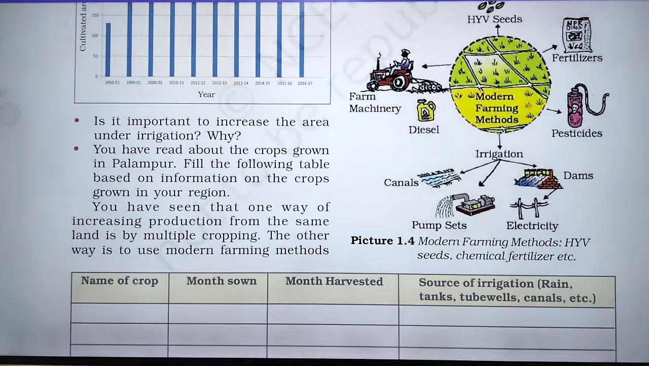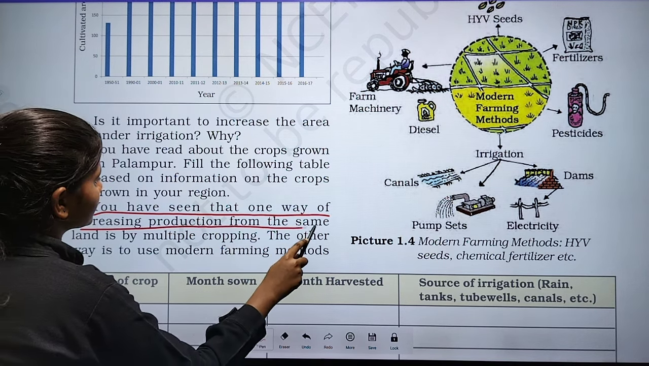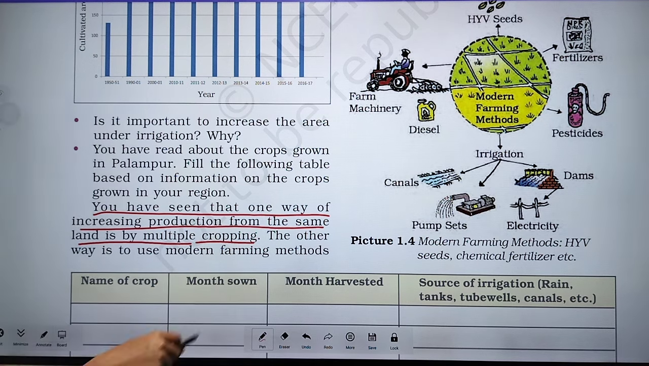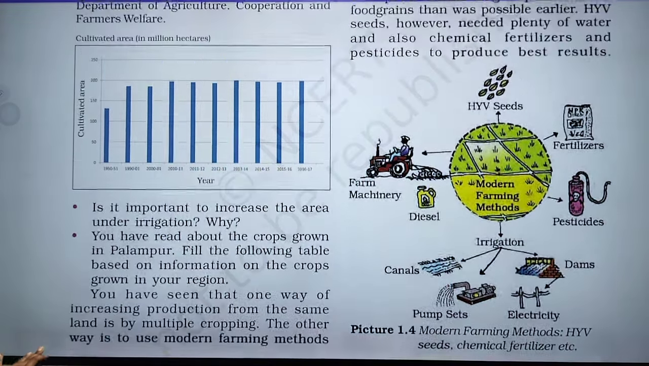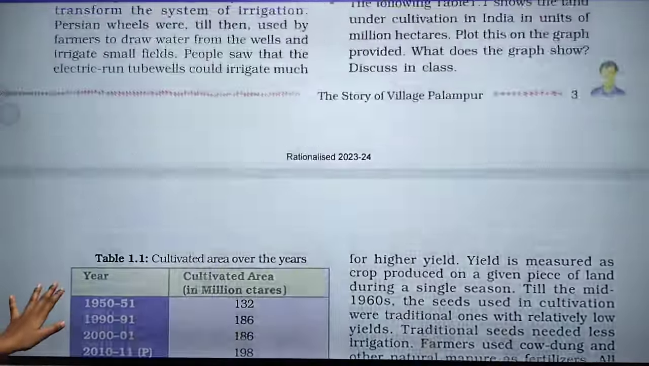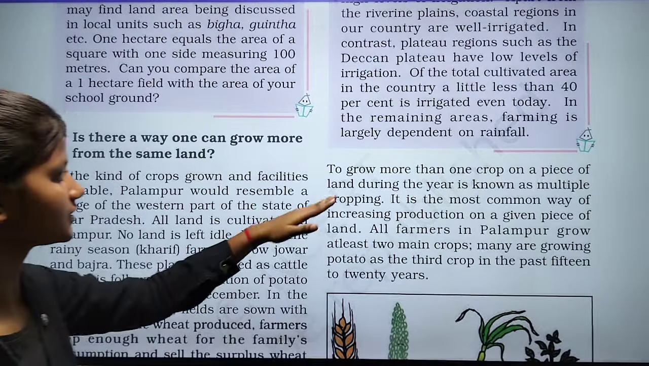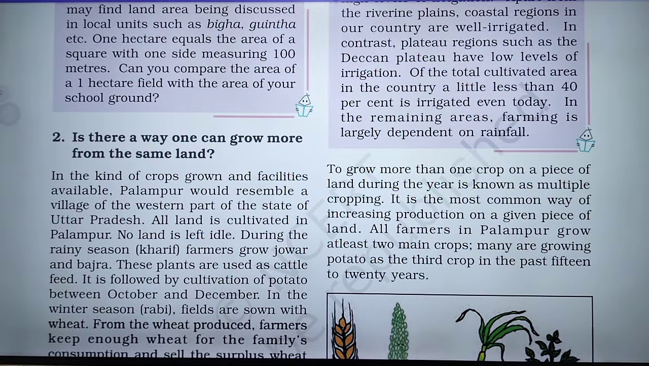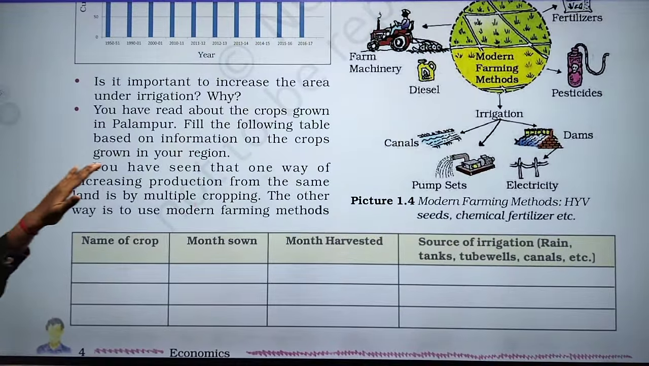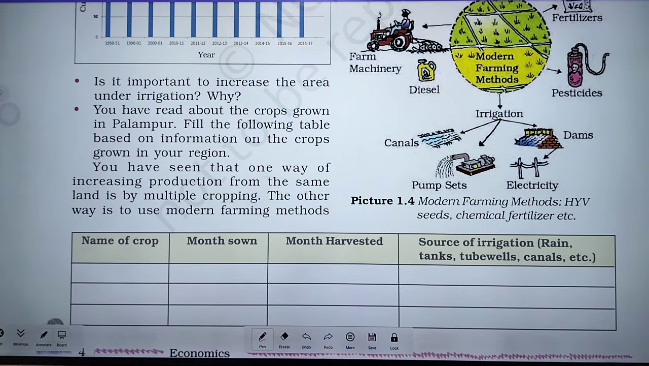You have seen that one way of increasing production on the same land is by multiple cropping. To grow more than one crop on a piece of land during the year is known as multiple cropping.